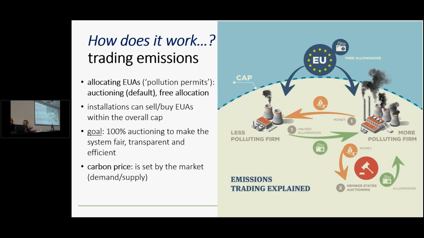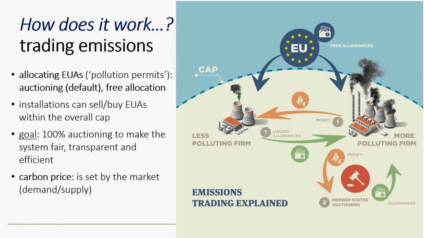In any case, there are these two mechanisms, the free allowances and the auctioning, and then companies have a certain amount of allowances that they can then trade among each other. So this company here might be polluting more than this company here, and this company might have some spare allowances that it can then sell to that company there. So that's the basic principle of the system.